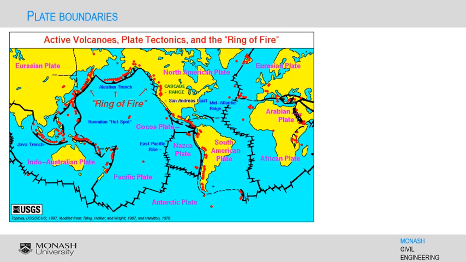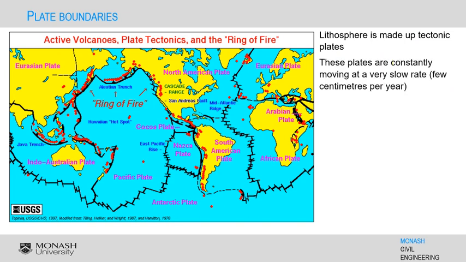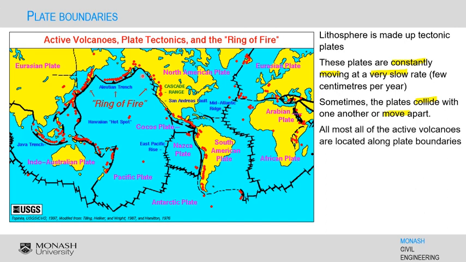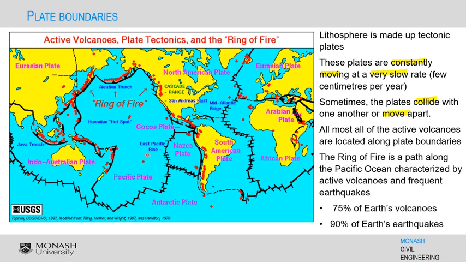The Earth's lithosphere, which includes the crust and upper mantle, is made up of series of pieces or tectonic plates. These plates are huge slabs of the Earth crust. These plates are constantly moving at a very slow rate. They move only few centimeters per year. Sometimes the plates collide with one another or move apart. In this figure, you can see the world map of plate boundaries and active volcanoes marked in red color. You can see that almost all of the active volcanoes are located along plate boundaries.